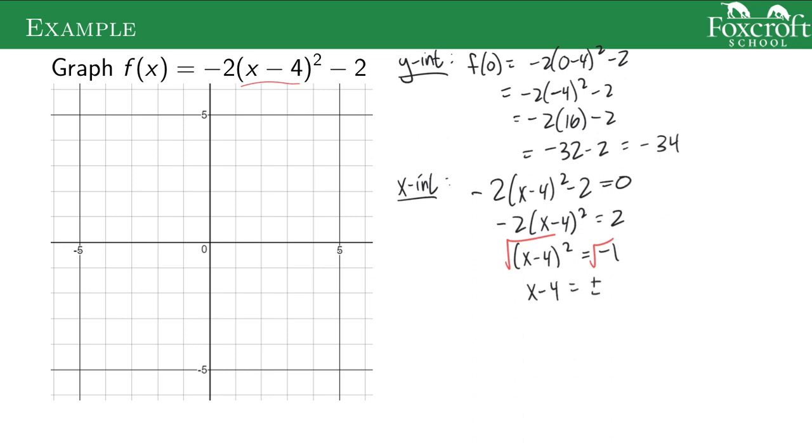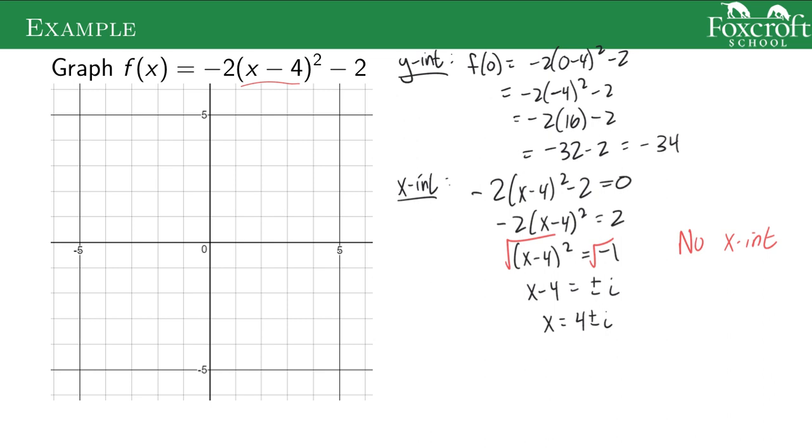On the right, I get the plus or minus the square root of negative 1, that is the imaginary number i. And I add 4 to both sides, 4 plus or minus i. So 4 plus or minus i are not real numbers, so there's no way I can put them on the graph. So this one has no x-intercepts.